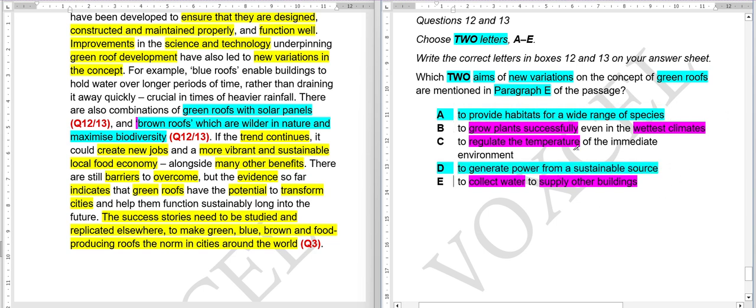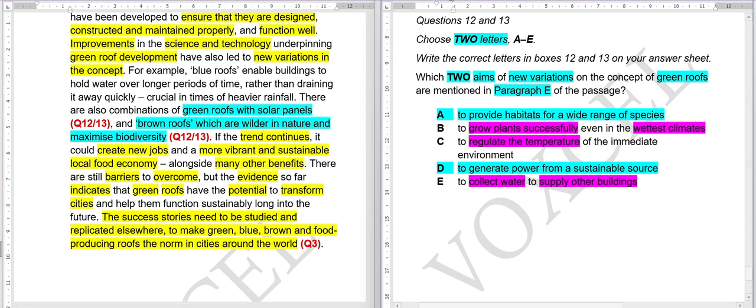Okay, now where is it written, habitat for a wide range of species here? And maximize biodiversity. So maximizing biodiversity means a wide range of species. Clear? And to generate power from a sustainable source, green roof with solar panels. Solar panels are a sustainable source of energy. Why? Because they use sunlight as a source of energy. Clear? Obviously sunlight is a sustainable source of energy.